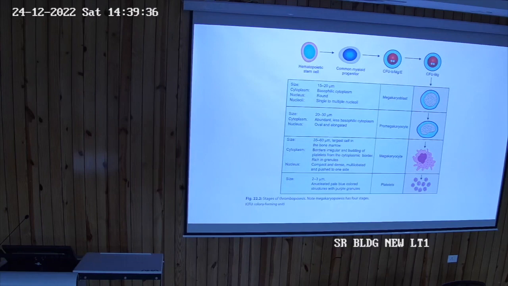As we can see clearly in this picture, the size of the cell is getting reduced as maturation and growth take place. Finally, there is a decrease in size, the nucleus disappears, and the platelets are formed. They are disc-like structures which get fragmented from this megakaryocyte when the platelets have to enter into the circulation. This is the story of platelet.